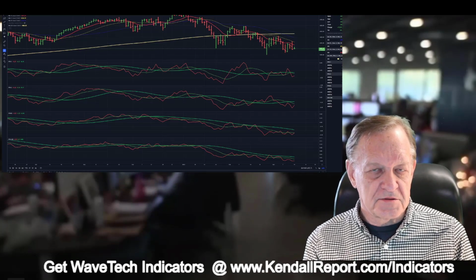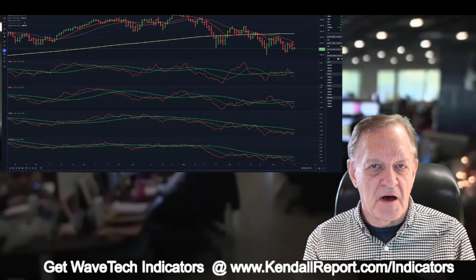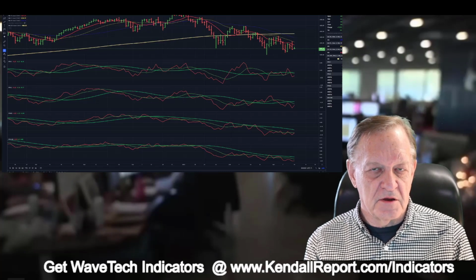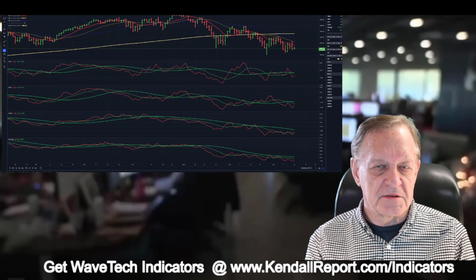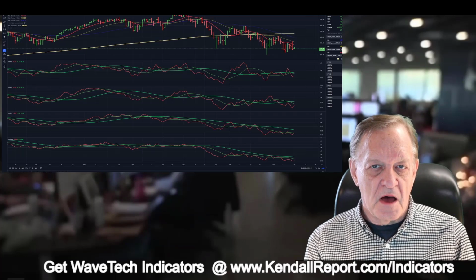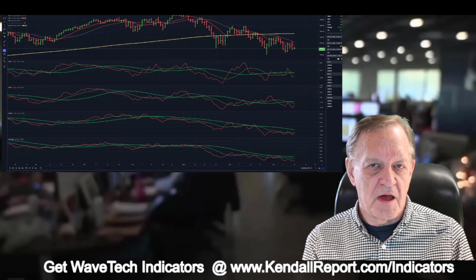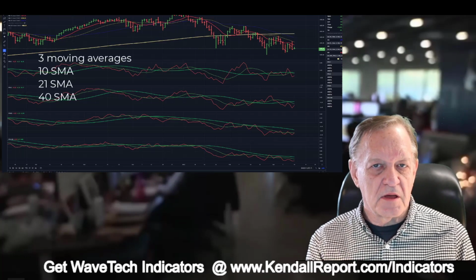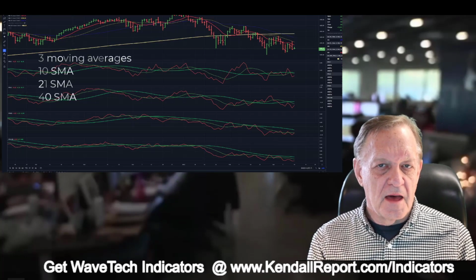But regardless of that, it also identifies strengths in the trends and probabilities for things to continue. I'll go into the probabilities in the next section, but for now we're going to stick with just the moving averages. So I use 3 moving averages, the 10 period, the 21 period, and the 40.